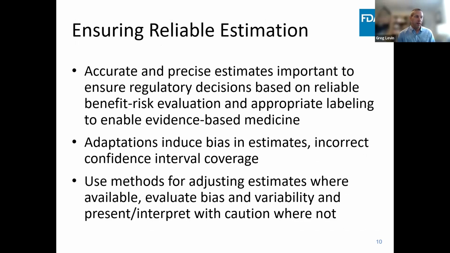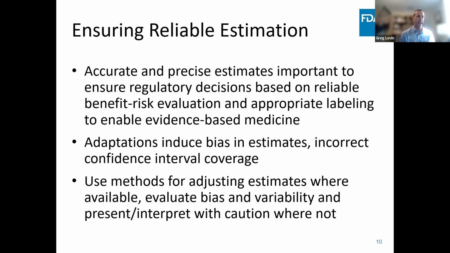The second principle is ensuring reliable estimation. As has been emphasized many times by previous speakers, testing isn't sufficient on its own. It's also really important to have accurate and precise treatment effect estimates to facilitate a reliable benefit risk evaluation, because our ultimate regulatory decisions are based on benefit risk, and also to ensure appropriate labeling to communicate information to patients and prescribers and enable evidence-based medicine.